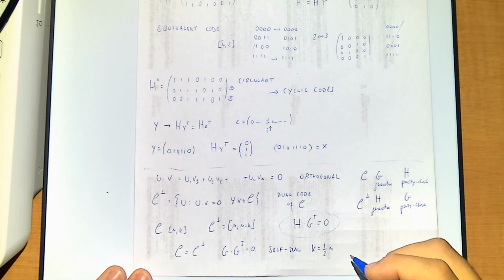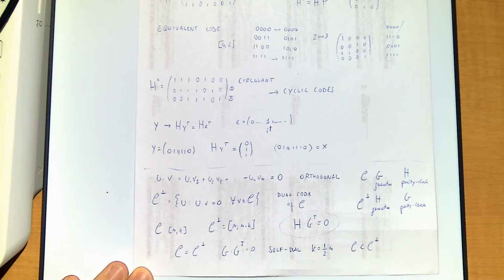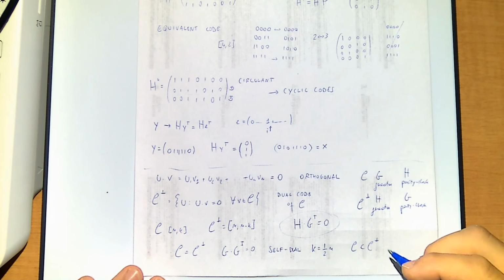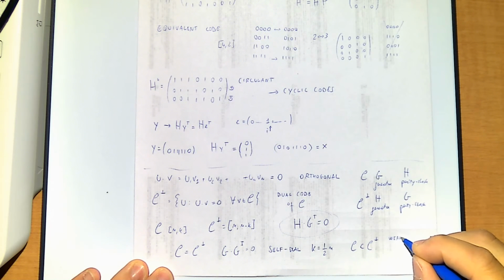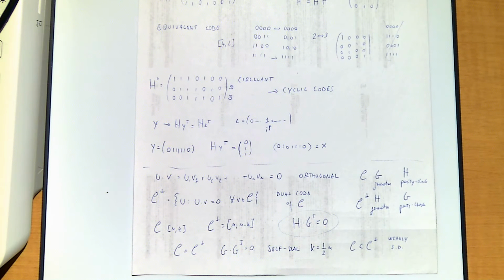And then we have a relaxation of this, and if the code is just contained in its dual, so all the words of C are orthogonal to each other, but not vice versa, then this is what we call weakly self-dual. And one can show, for example, that the repetition code is always weakly self-dual when n is even.